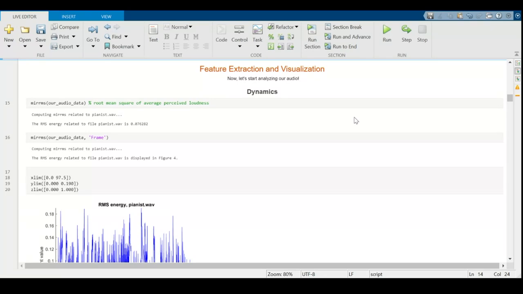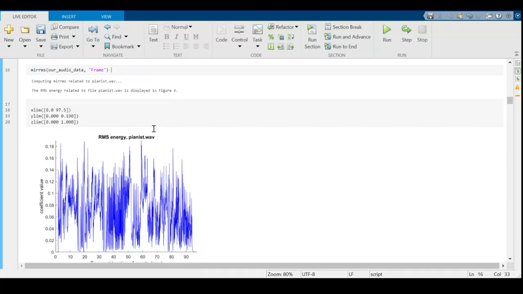We can see that all the commands that we write, or so-called functions, start with mir and continue with the type of computation we want to do. For example, mirrms is an MIR toolbox function for the computation of RMS, or root mean square of energy. RMS is very commonly computed for various MIR tasks, and it shows us the level of perceived loudness.